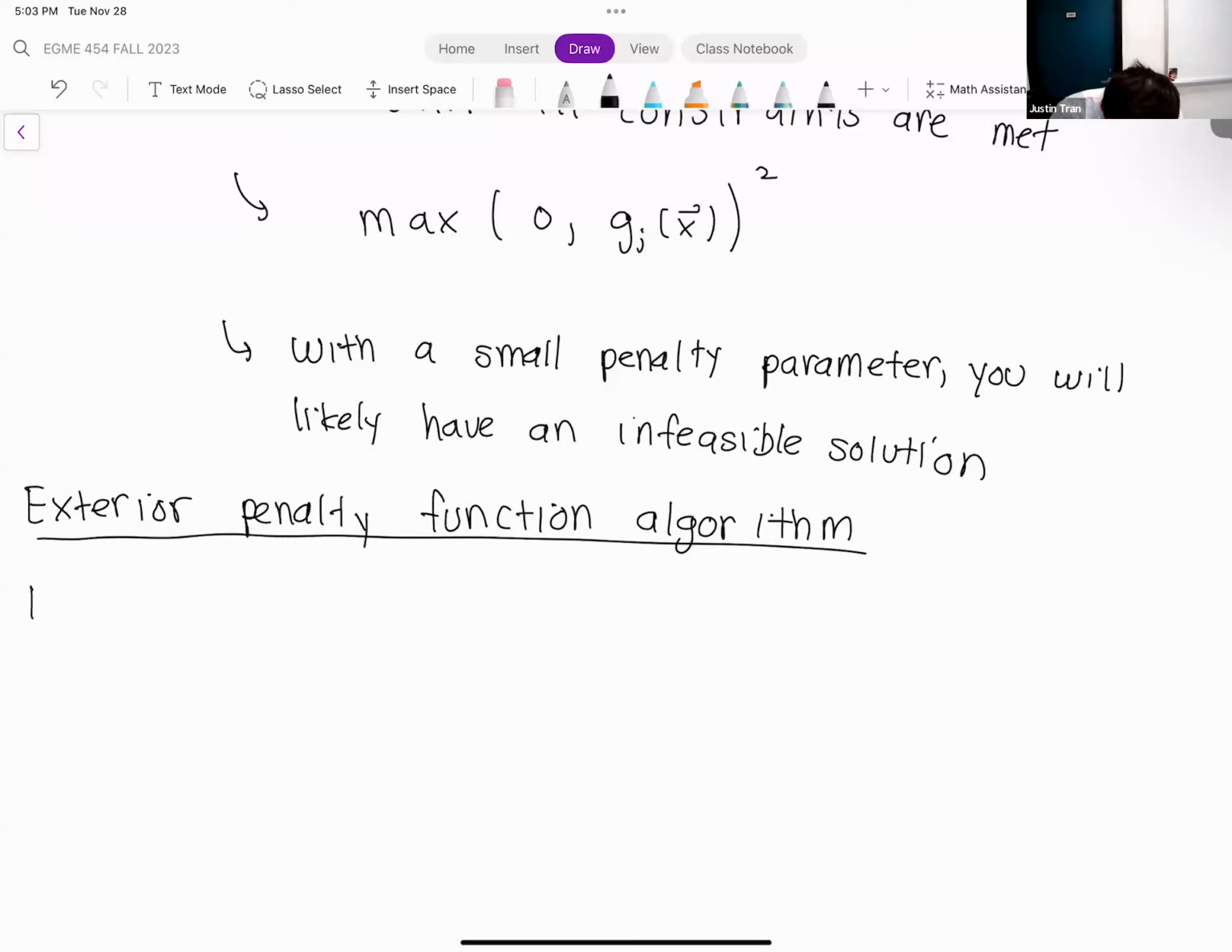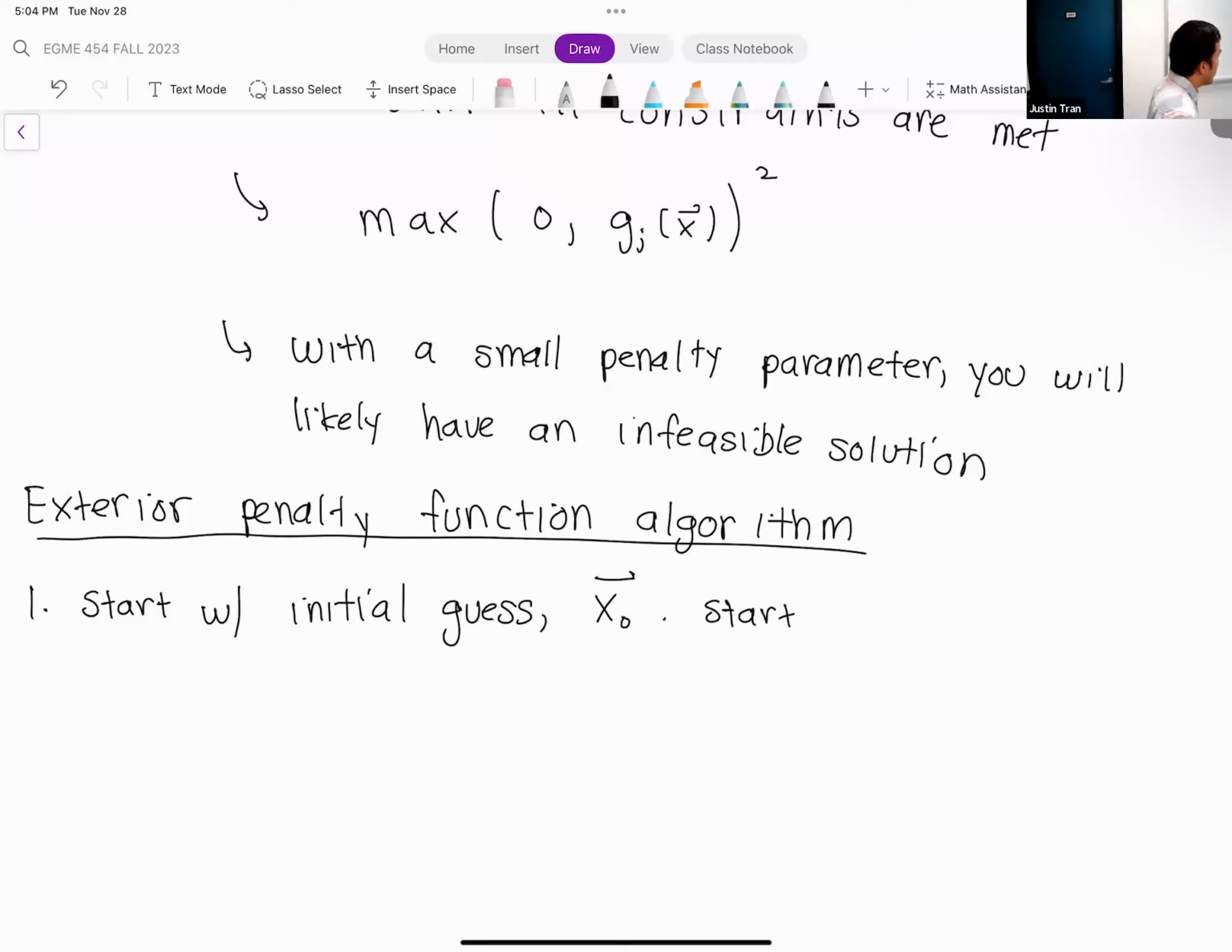Okay. So step one. Step one is to start with your initial guess. Remember, we call our initial guess x naught vector. Okay. And we need to start with an initial value for the penalty parameter. For this example here, I'm just going to use one penalty parameter, but keep in mind that you can have multiple penalty parameters as well, just like we talked about. Okay.